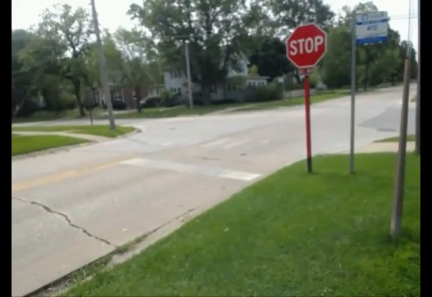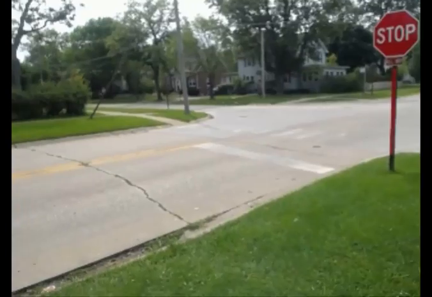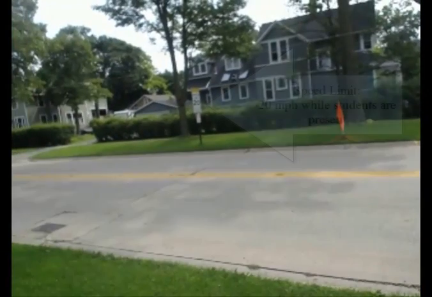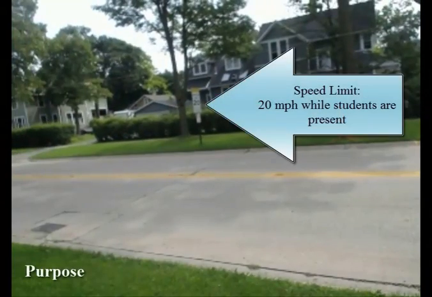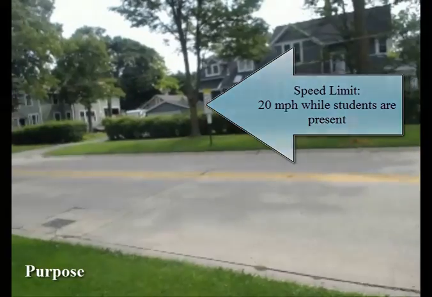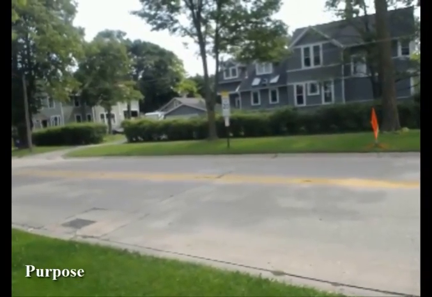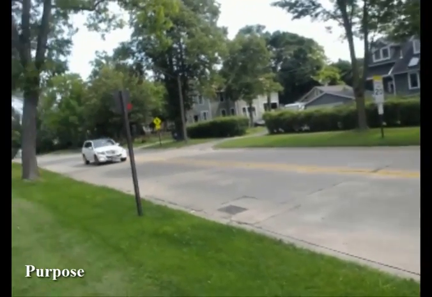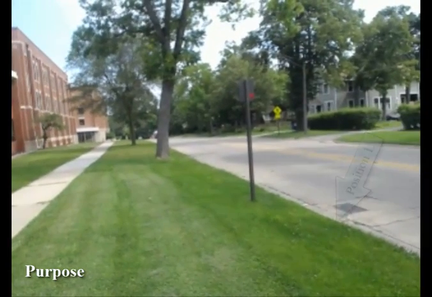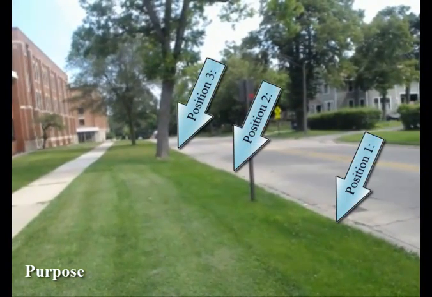This is one of the stop signs at HPHS. And along the same road, there's a speed limit sign that explains that the speed limit is 20 miles per hour while students are present. Can we measure the velocity of cars along the street at HPHS at a bunch of different places?